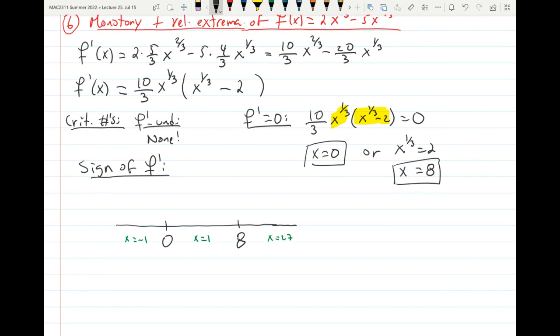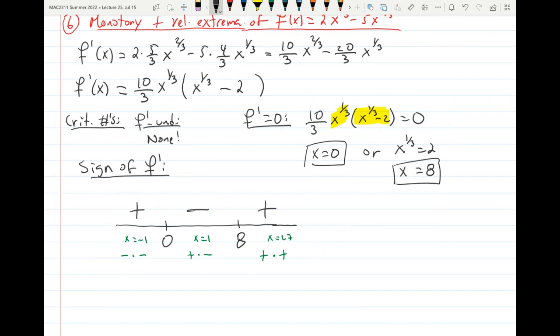Okay, so let's see. If you plug in -1, we're going to get a negative in the first term times a negative in the second term. So that's a positive. If you plug in 1, I'm looking at the factor version, you're going to get a positive in the first factor times a negative in the second factor. So that's a negative here. And then if you plug in 27, you're going to get 3 there, so that's 10, so that's a positive, and then 3 minus 2 is a positive. So we get a positive here.